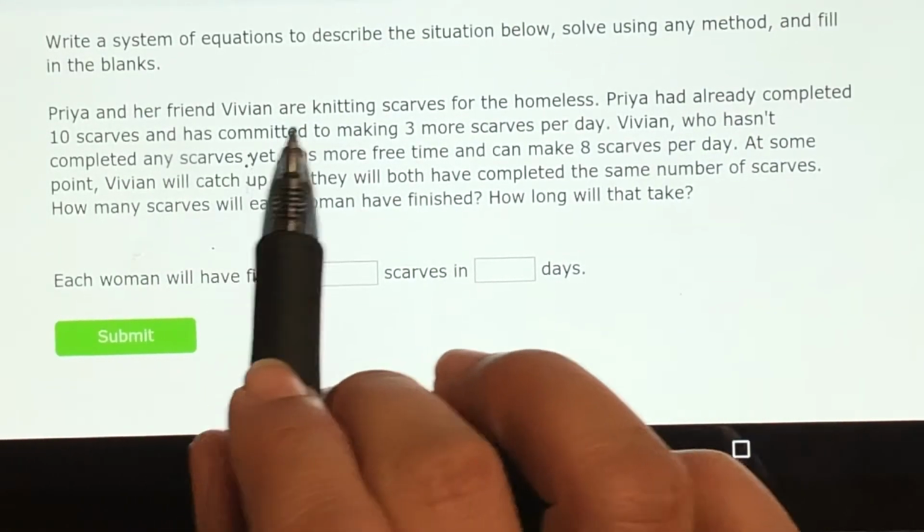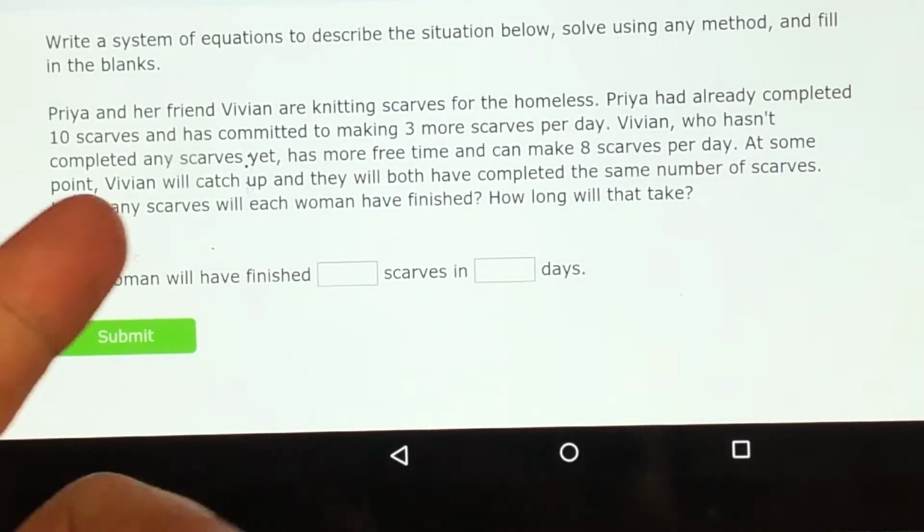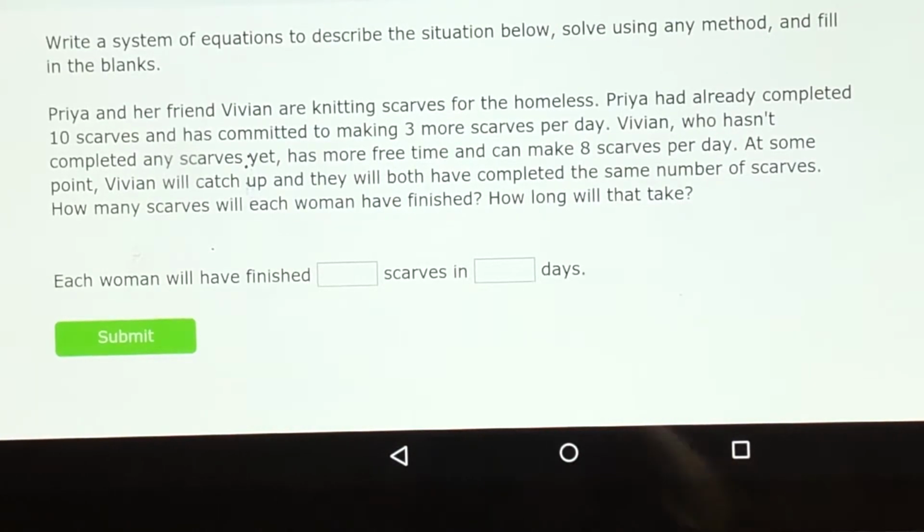All right, so Pryor and her friend Vivian were knitting scarves for the homeless. Pryor had already completed 10 scarves and had committed to making 3 more scarves a day.